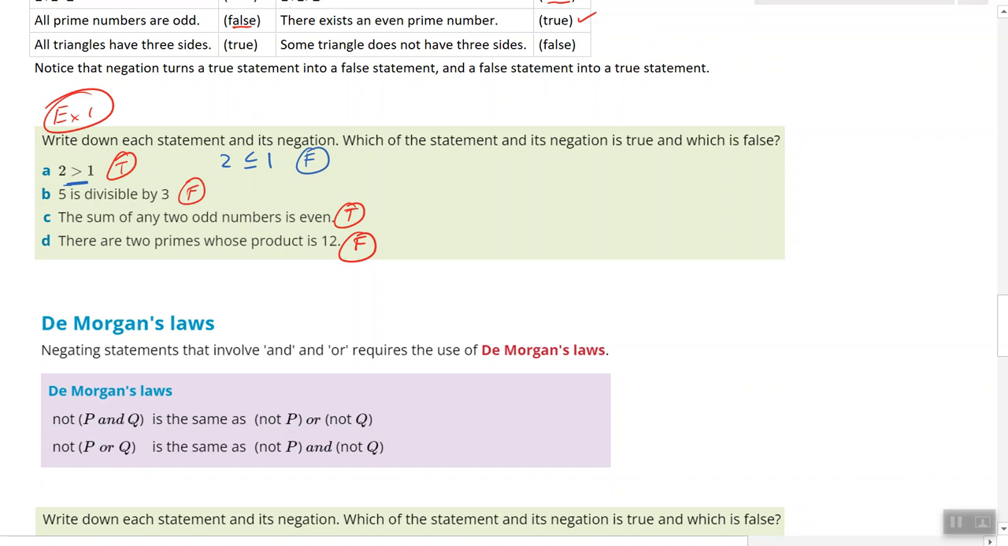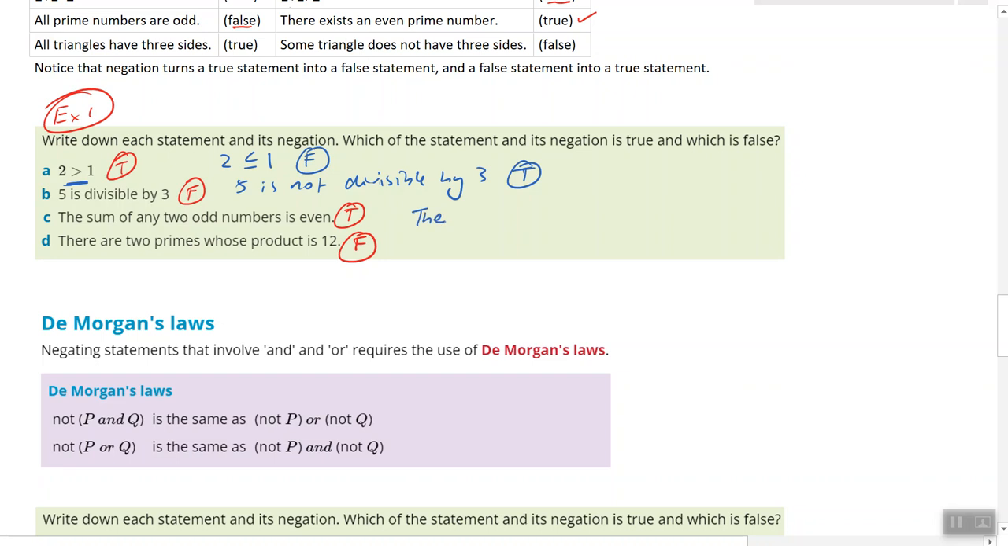Okay. So we'll write the negation statement and whether it's true or false. So 5 is divisible by 3. We know that's false. So 5 is not divisible by 3. So that's the negation statement. That's the not P statement, if you want to think of it that way. So that's true.